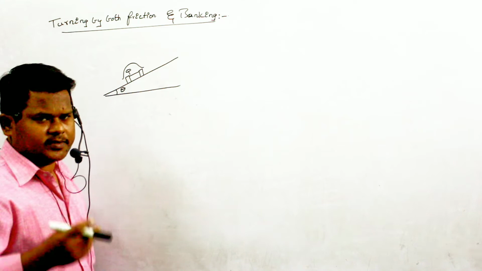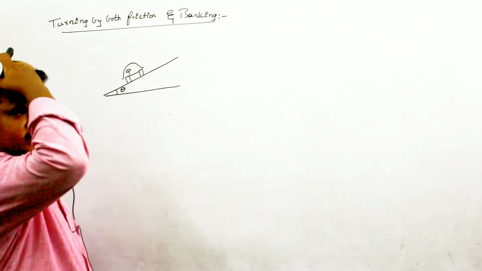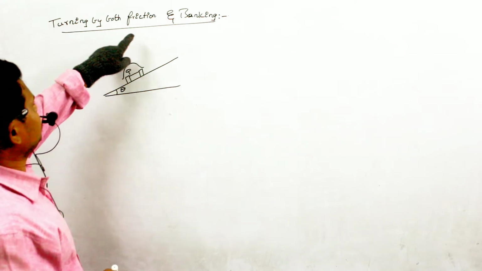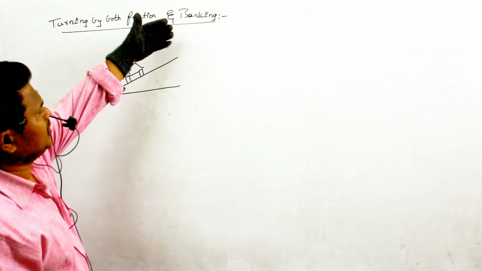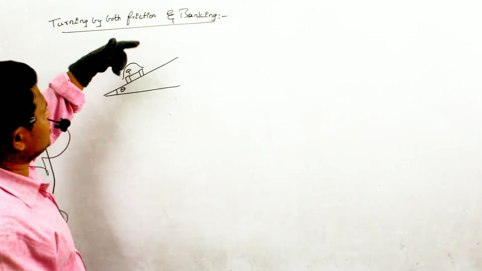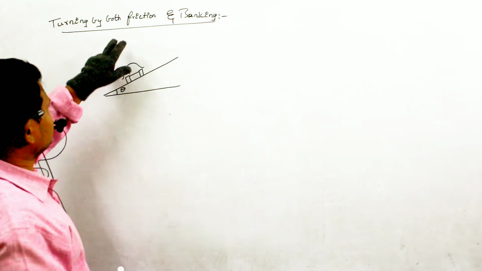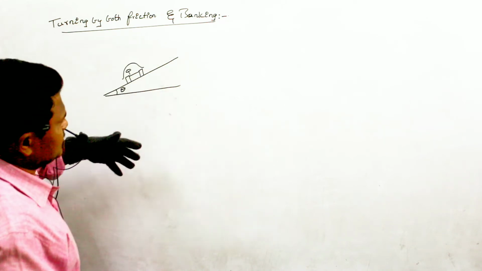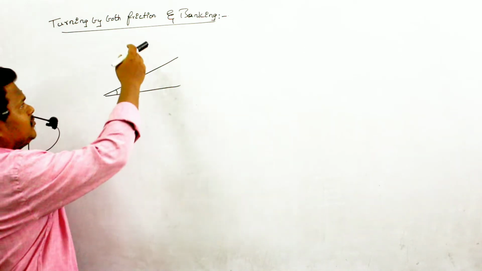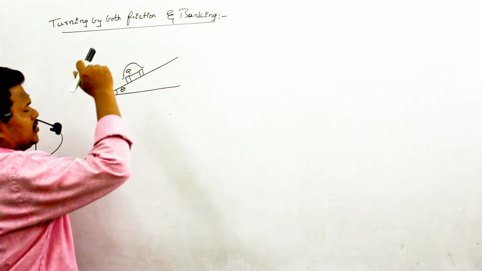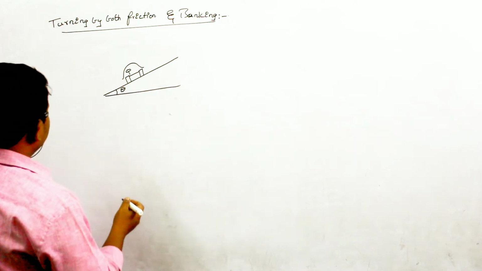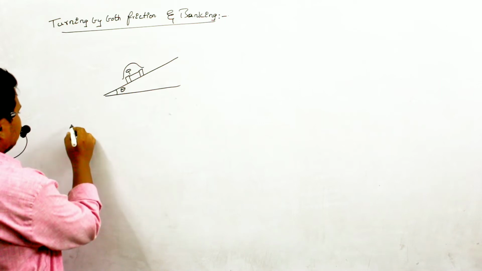So, dear students, in the last lecture we studied turning of a car on a circular path with the help of friction and independently with the help of banking. Now we are studying turning when both friction and banking are present. This is actually a practical situation in our real life. We see that when we are turning on a road, definitely friction will also be present and the road will be banked also.